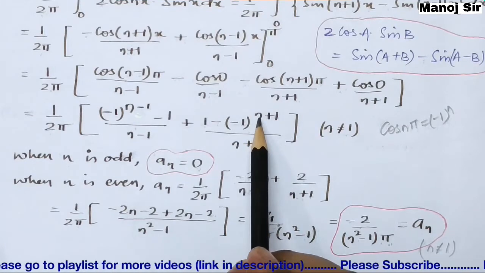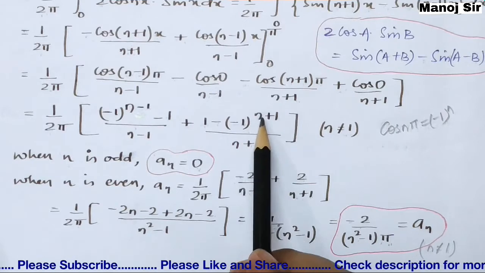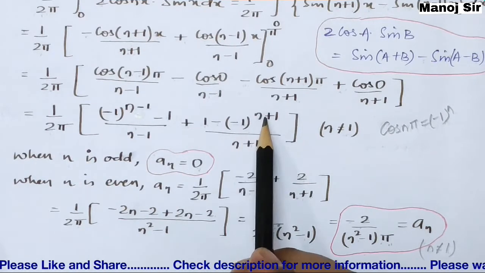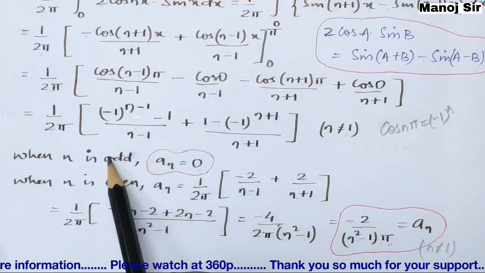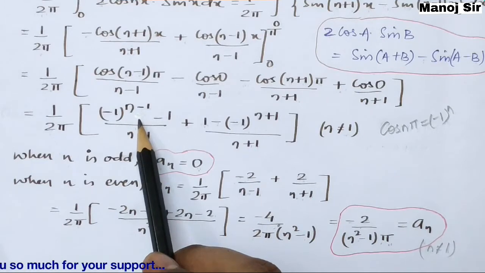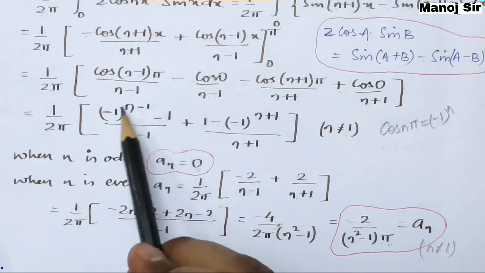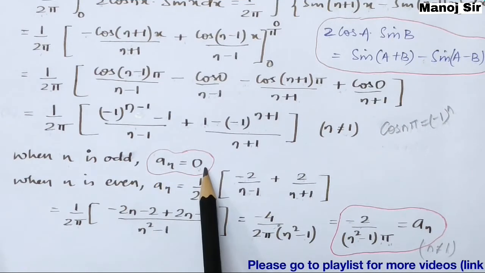In the same way, if you put n equals 3 here, 3 plus 1, that is 4. Minus 1 power even, 4 is an even number, will become 1. 1 minus 1 will become 0. So if n is odd, if we put n equals an odd number like 3, 5, 7, 9, both terms will become 0. In that case we can say that a_n equals 0.